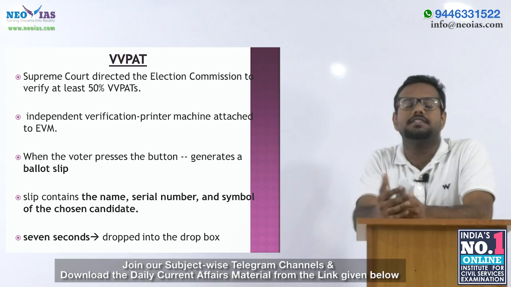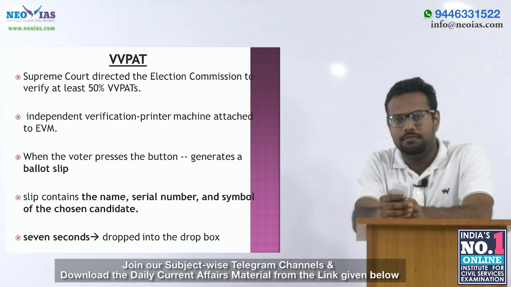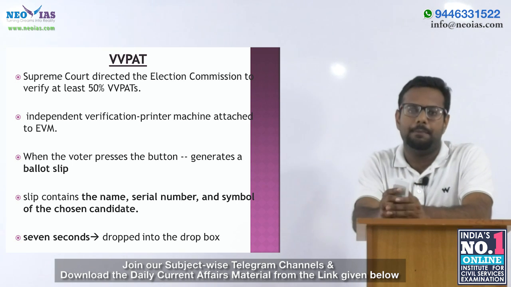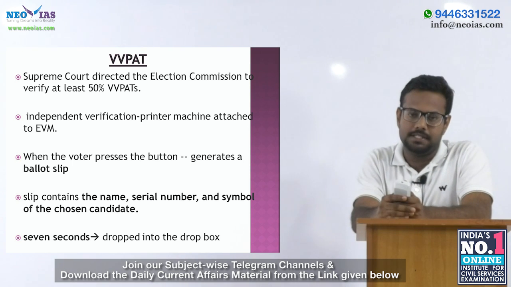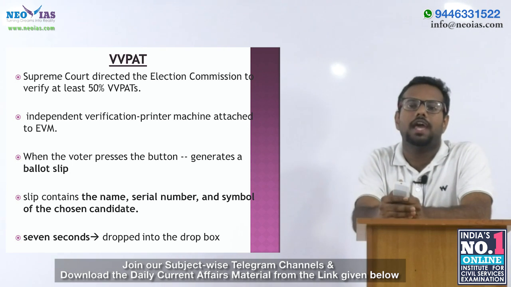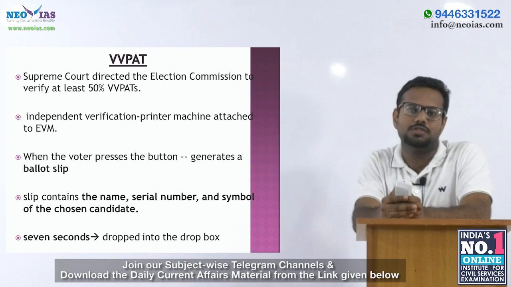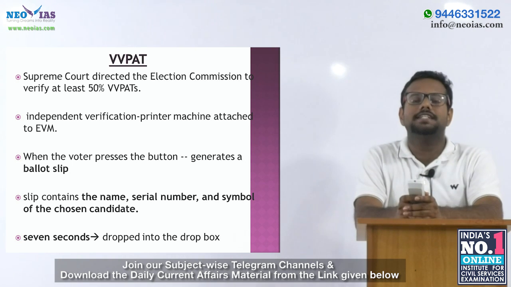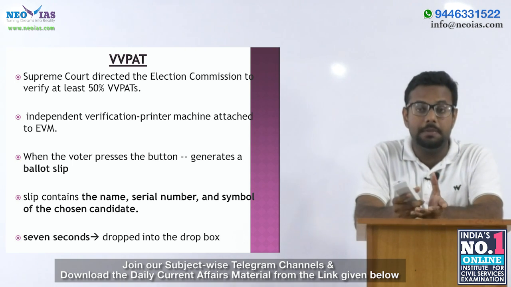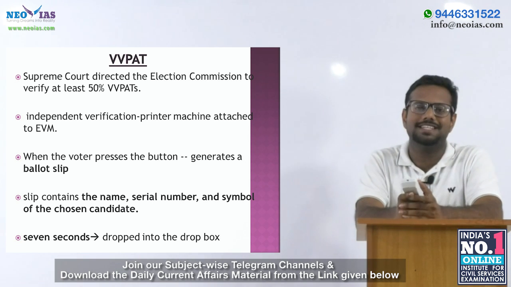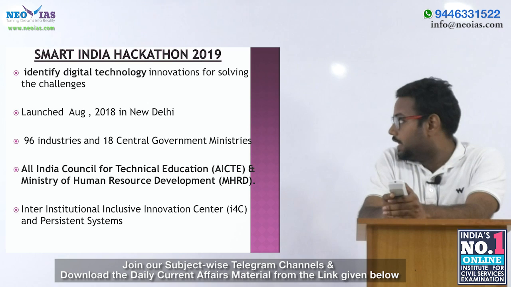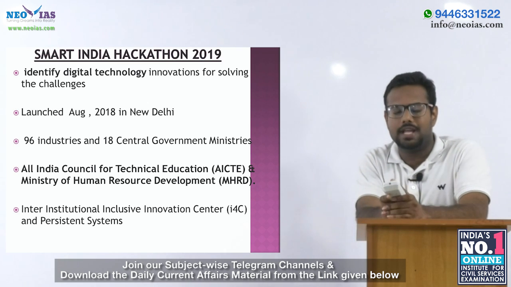So in order to increase the transparency of the system, when some election fraud or something happens, we can directly count the number of ballot slips in addition to counting on the electronic voting machine. That is the importance of VVPAT. Thus, the Supreme Court directed the Election Commission to verify at least 50% of the VVPATs in every assembly segment or constituency. And our next news is about the Smart India Hackathon 2019.